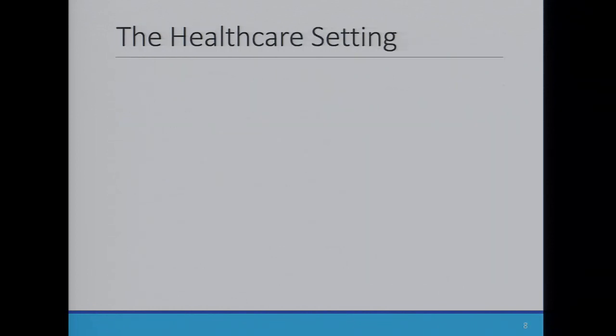So what's the setting that I want to talk about from a game theoretic perspective? We have a bunch of players. One is the payer, the person who's paying for the person's health care. So for example, in Medicaid, the government is the payer, even if they're not the insurer. Then we have insurers, which may be the government or private providers. We have health providers, so I'm talking about doctors and hospitals, and patients.